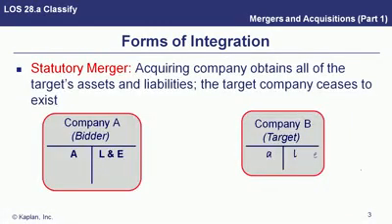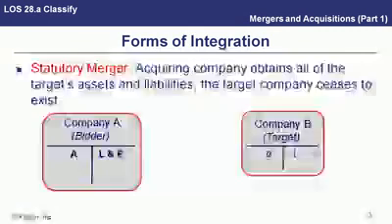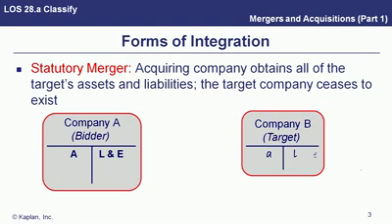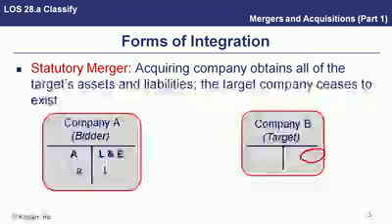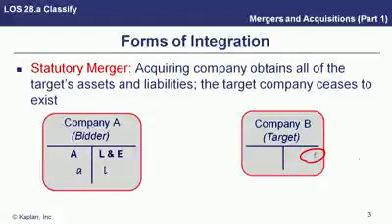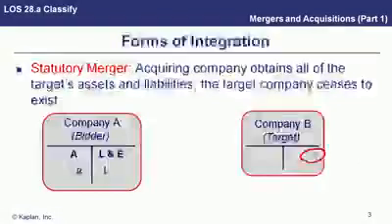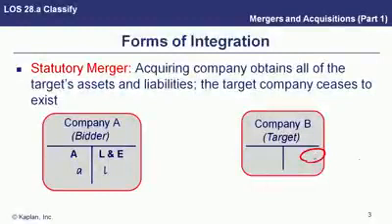A statutory merger. This is where the acquiring company obtains all of the target's assets and liabilities, and the target company is going to cease to exist. I think the animation here is actually pretty clever. You see the assets and liabilities from company B go over to company A. But what about this equity part right here for company B? Well, if you're thinking back to your financial statement analysis stuff, remember that we don't consider the equity of the target company, right? So it's going to drop away.